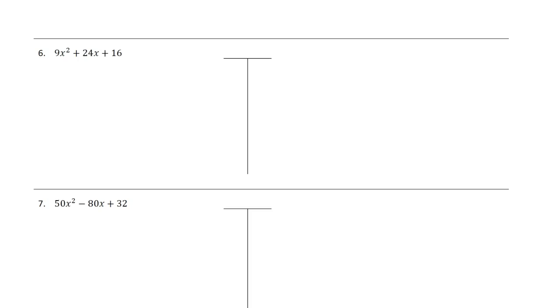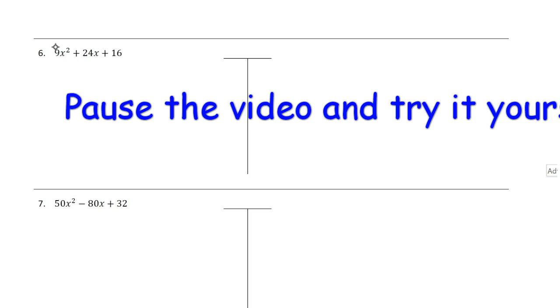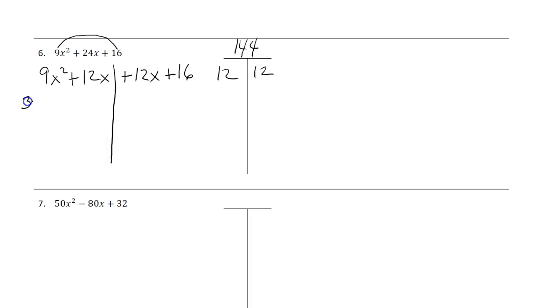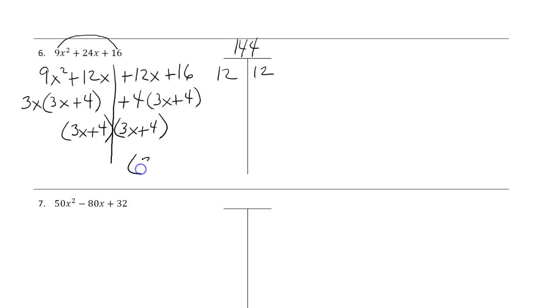Pause the video now and try this one yourself. Now that you have tried it, check your work. I will first do it the long way. 9 times 16 is 144. Two factors that multiply to 144 but add to 24 are 12 and 12. 9x squared plus 12x plus 12x plus 16. Factor by grouping. My answer is 3x plus 4 times 3x plus 4, usually written as 3x plus 4 squared.